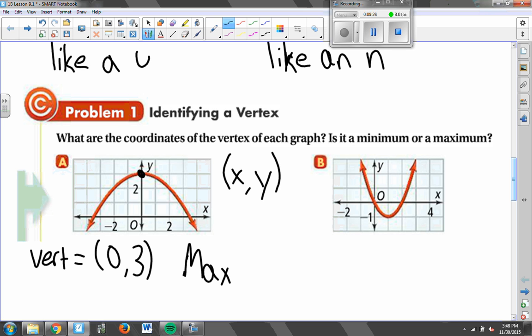Now I'd like you to do letter B. Identify the coordinates x and y of the vertex. Tell me if it is a maximum or a minimum. All right, pause the video, take a look at that, and come back. We'll show the answer and do one more quick example problem.